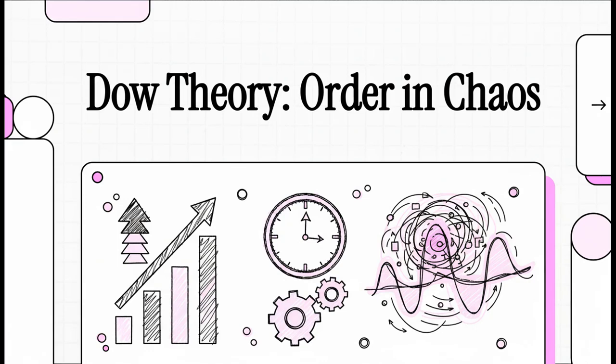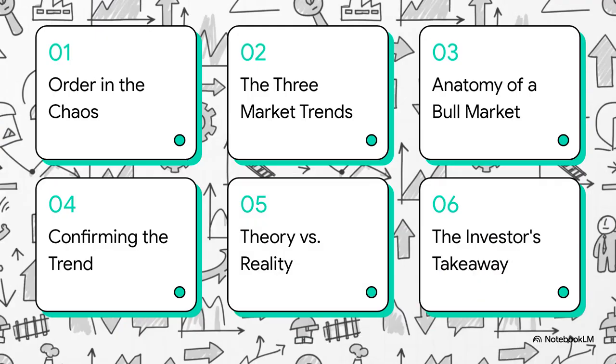Welcome to our explainer on Dow Theory. For well over a century now, investors have been using this framework to try and find some kind of order in what can feel like the total chaos of the stock market. So here's how we're going to break it down.